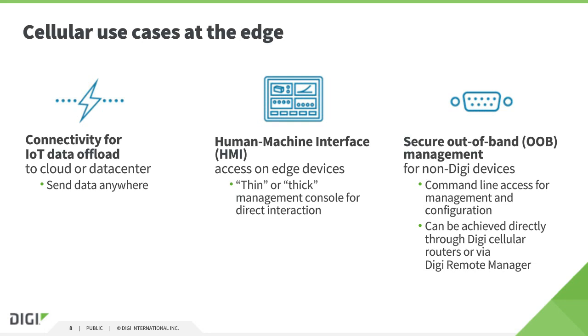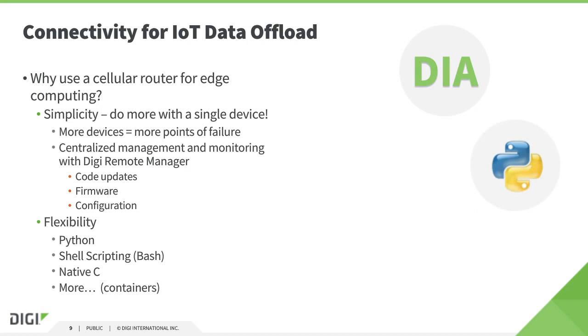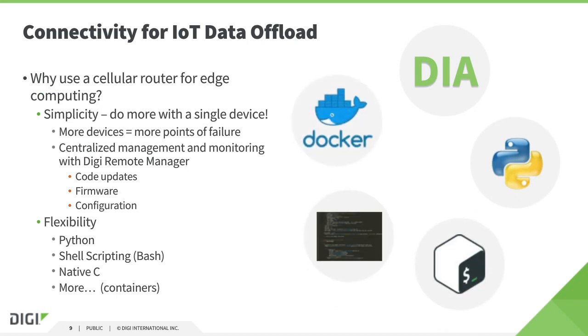And then there's always secure out-of-band management. It's not uncommon for there to be a somewhat standardized stack of hardware out at the edge. And in a lot of instances, customers will use Digi cellular via a serial connection to obtain a command line interface to other devices at the edge and then manage those units. But like I said, today we're going to focus mostly on the one to the left, with the connectivity for IoT data offload. So when we get into this topic, there are a lot of ways that you can look at this.